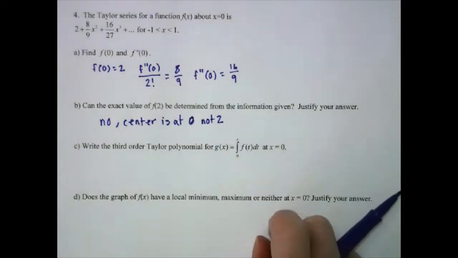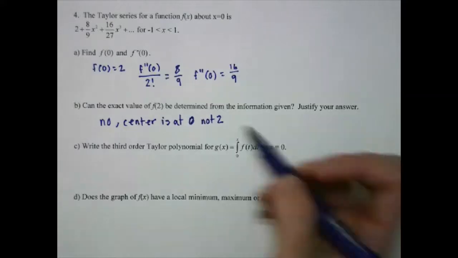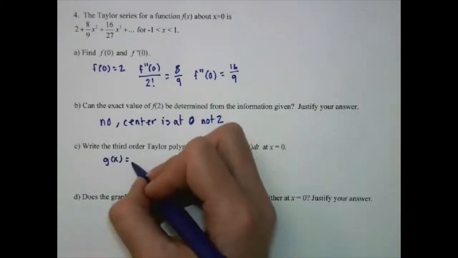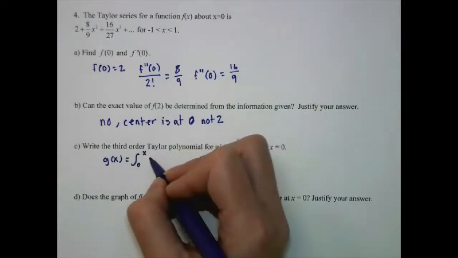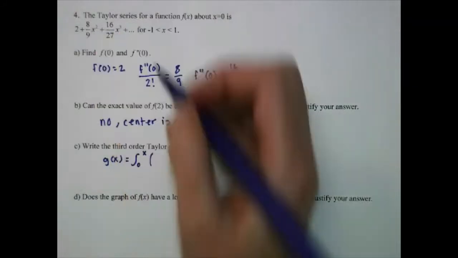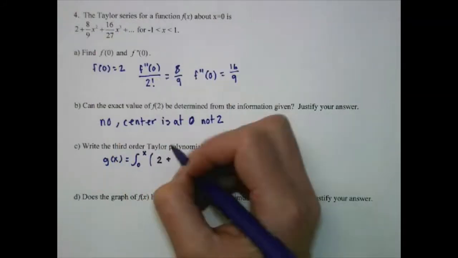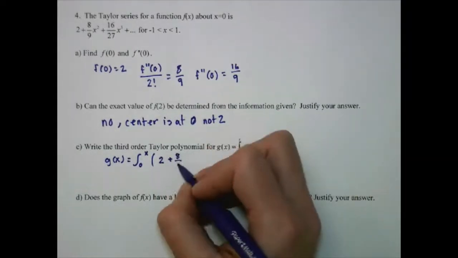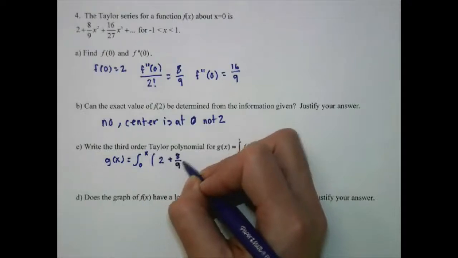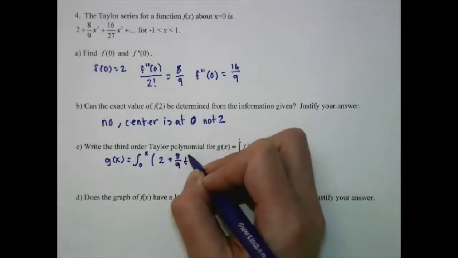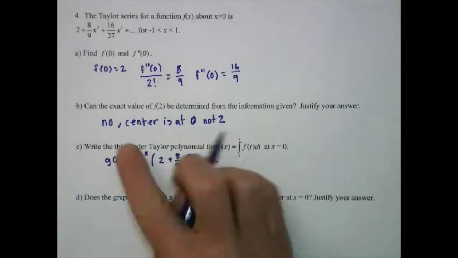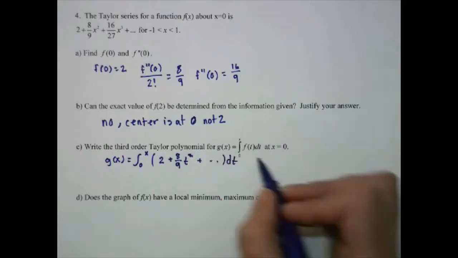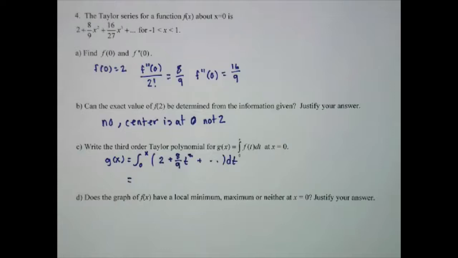Okay, now we're going to integrate. We want the third order. So this is going to be the integral from 0 to x of f of t. So we're going to take this, I'm going to have 2 plus 8, and you'll notice this is actually different than the printed version. This is going to match what you have on your test. So if I want a third order and I'm integrating, I can stop at the 2. So we're going to integrate here.